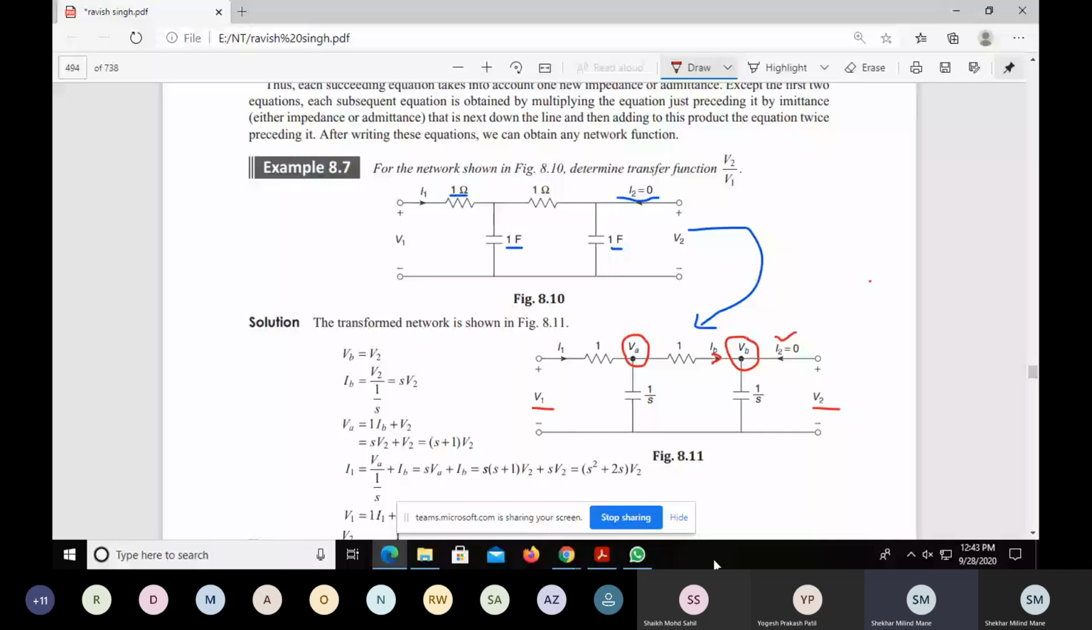So it is a transfer function, voltage transfer function. So we have to go from right to left. We have to go in this way. So first we try to write VB in terms of V2. Then we have to try to write VA in terms of V2, like this.